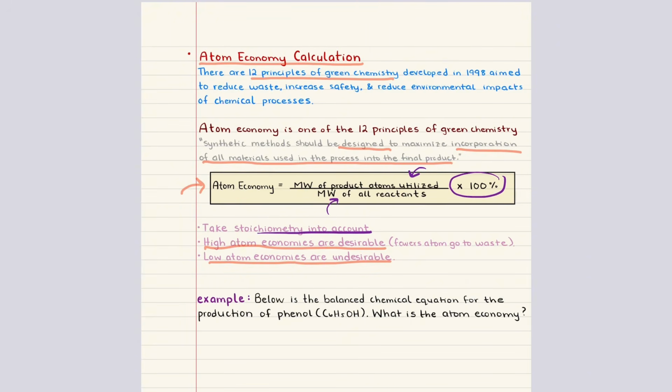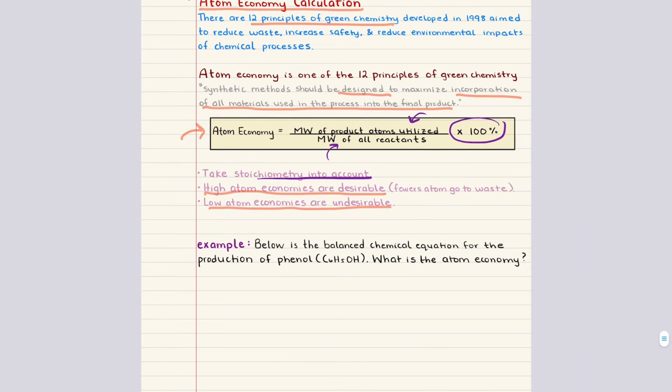High atom economy reactions are considered desirable because fewer atoms are wasted, which usually means less byproduct to dispose of, and that process is both safer and more sustainable. Low atom economy reactions are undesirable because they generate more waste for the same amount of useful product.